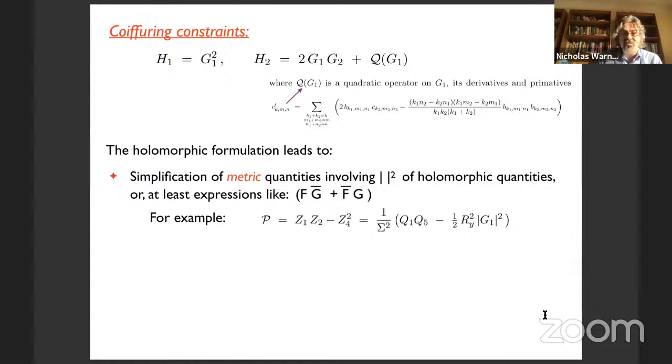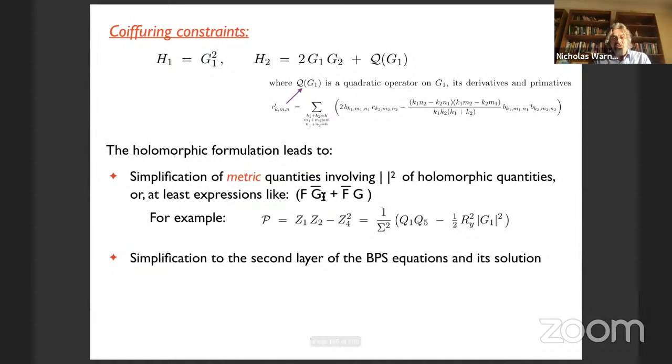It says that things want to depend not on the squares of holomorphic functions or their anti-holomorphic counterparts, but only on the modulus squared, or a holomorphic thing times an anti-holomorphic thing. Remember I said that solving the BPS equations, the second layer, can be hard and can involve guesswork. This takes an awful lot of the guess out of the guesswork because you can recognize things much more directly. So it simplifies the second layer of the equations.